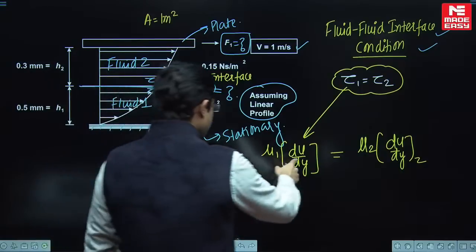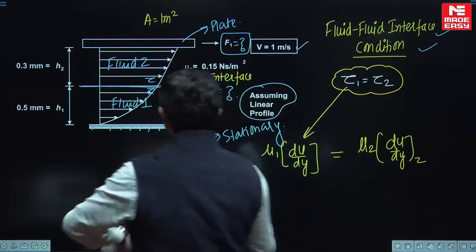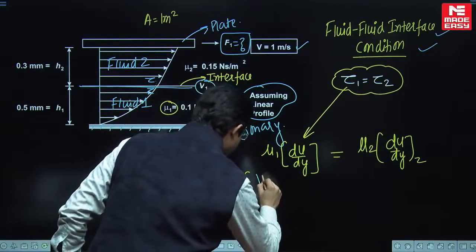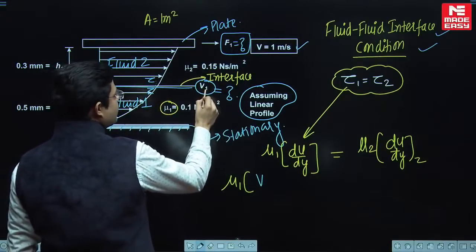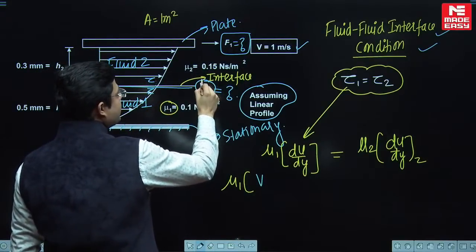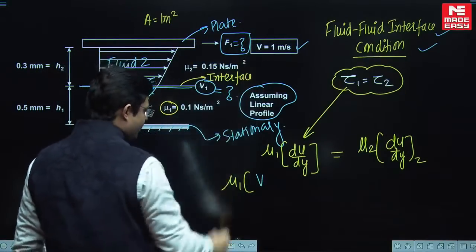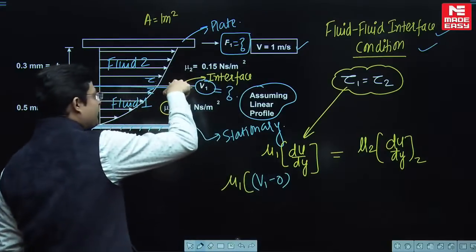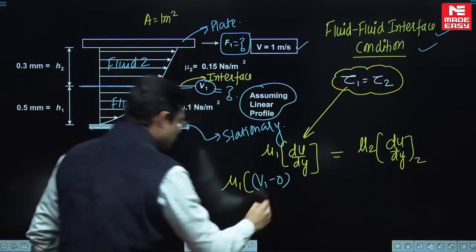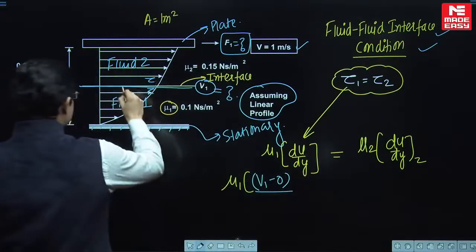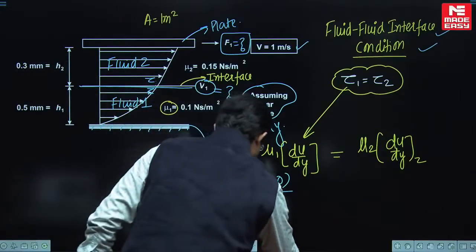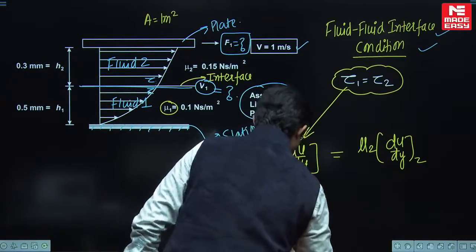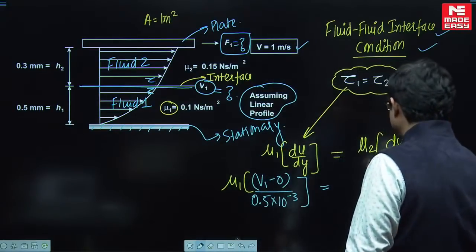So for fluid 1, what will be the change in velocity? Change in velocity is actually the velocity of the interface. Let the velocity of the interface be v1 and the velocity of the top plate be v. So v1 minus 0 is the change, because the interface velocity is v1 minus 0, divided by dy. What is the change in height? 0.5 mm, which will be 0.5 into 10 to the power minus 3. Clear guys? Is equal to mu 2.